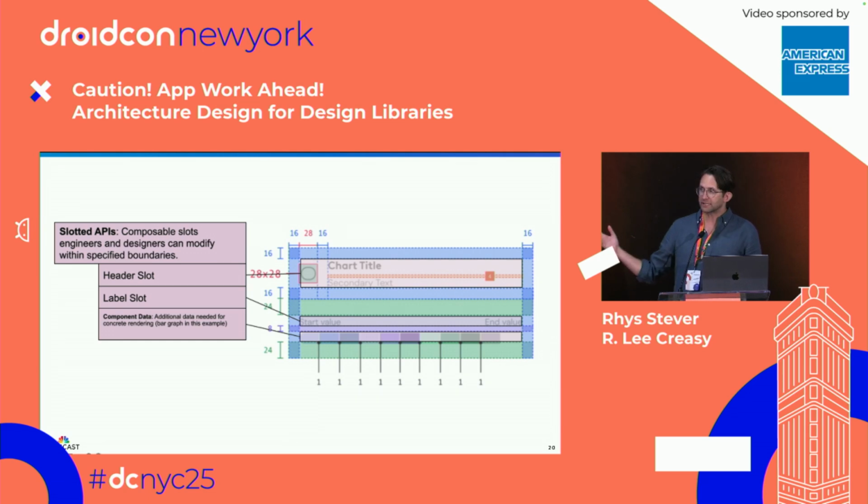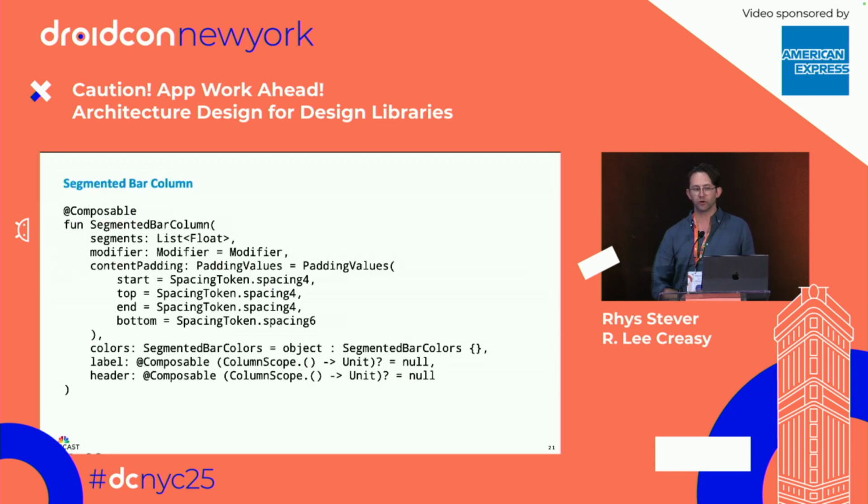Otherwise, we're providing, in this example, 2 content slots for them. That really allows for maximum flexibility, and our engineers are very comfortable with it. However, there is always the question of what goes into those slots. And so here's a full example of a slotted API, scoping to column scope in this example, and the labeling for the header and content. It's very straightforward. It looks a lot like most of the other Compose Material APIs that you see. And this one is specifically to draw the segmented bar column.